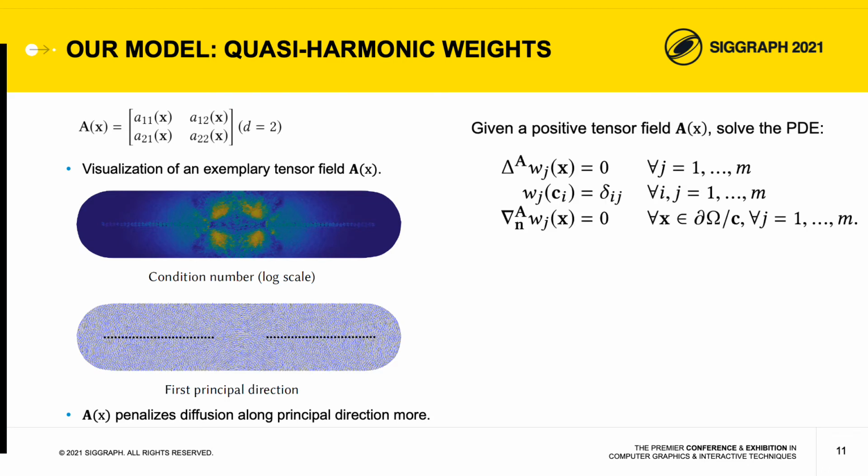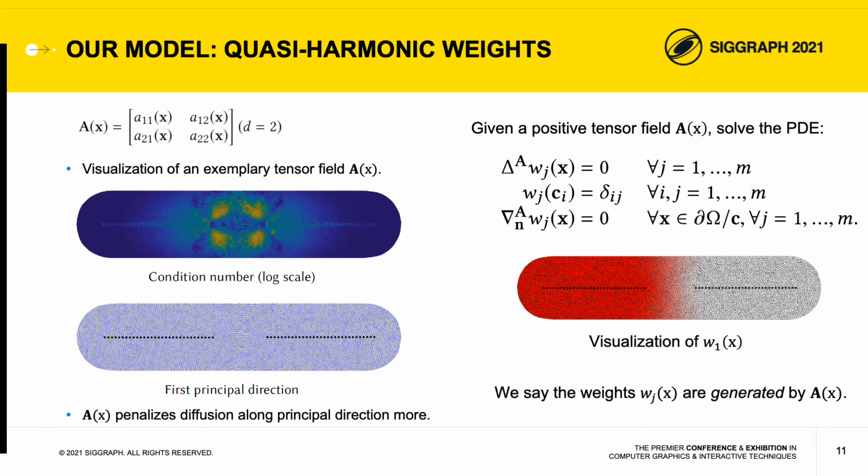Given the tensor field A, we can solve the associated differential equation. Here is how the solution looks. Indeed, it seems to be a reasonable weight function. Quasi-harmonic weights simply use the solution of the differential equation as skinning weights. We see the weights are generated by the tensor field A.